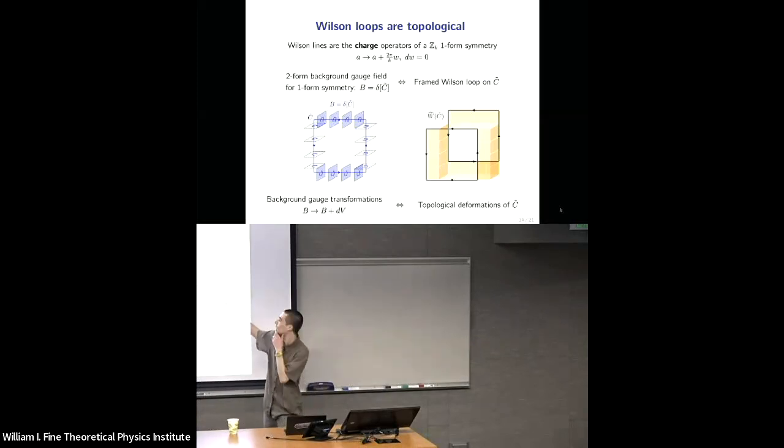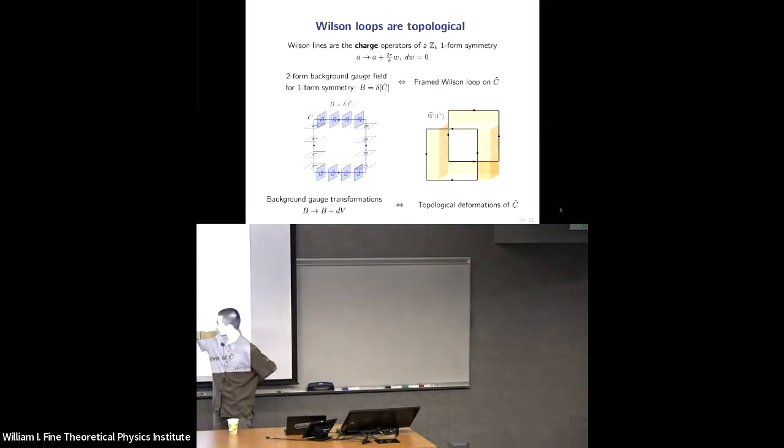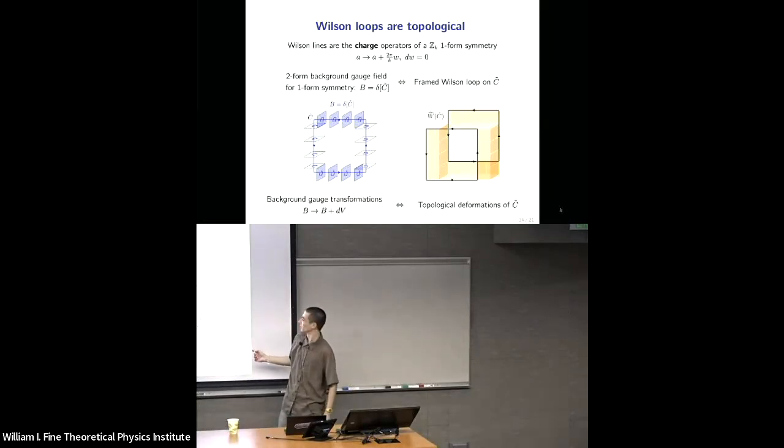Okay, so we have a one-form symmetry. So we can shift A by a flat Z_K valued one-form. And the Wilson lines are the charged objects, but also the symmetry operators, the generators of the symmetry. So if we turn on some background field, a flat background field for this one-form symmetry, which is Poincare dual to this curve on the dual lattice, that's equivalent to inserting one of these framed Wilson loops on this curve C tilde. And the fact that this is a symmetry means we can do background gauge transformations, and those have the effect of deforming this contour. Okay, so we get this topological line operator or ribbon.